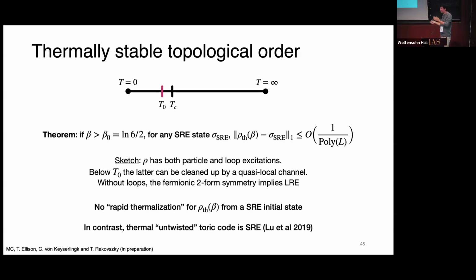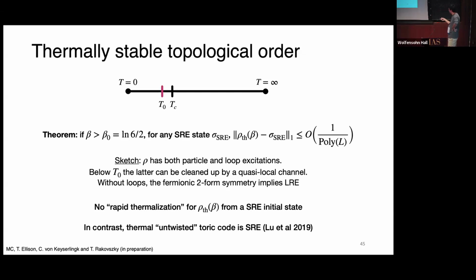Oh yeah, I was using fidelity, and then somehow I decided to change it to trace distance. Let's say this is actually fidelity. Sorry, that was just plainly wrong. Yeah, this should be fidelity. Fidelity is small. Okay, imagine this is fidelity. So for trace distance, it will be 1 minus this, greater than 1 minus this.